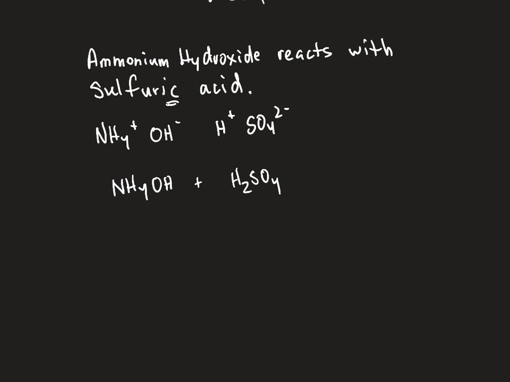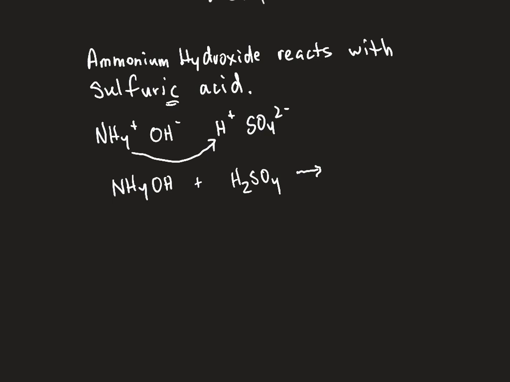We know that one of our products is always going to be water. In this case, I don't want you to think of water as H2O. I want you to think of it as hydrogen hydroxide. I'll show you why in just a moment. So the first thing we know is that this is a double replacement reaction. It's a special one called an acid-base reaction, and the ammonium and the hydrogen are going to switch places.